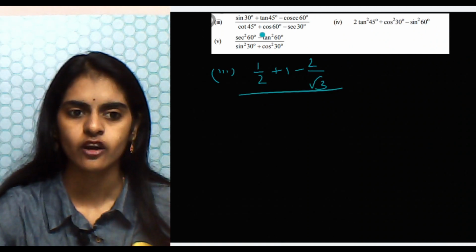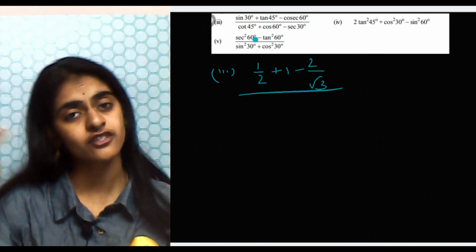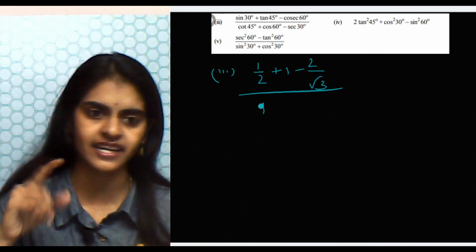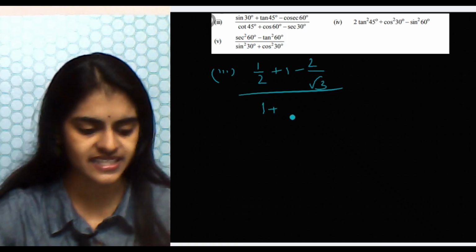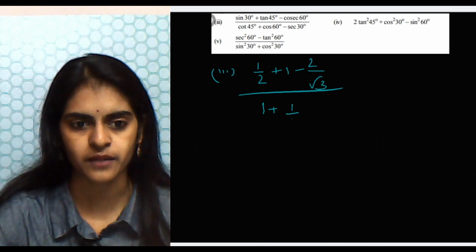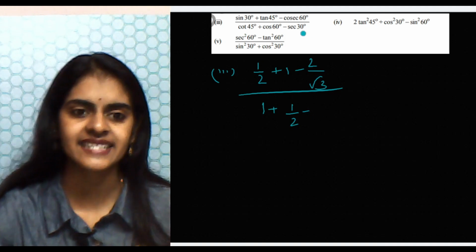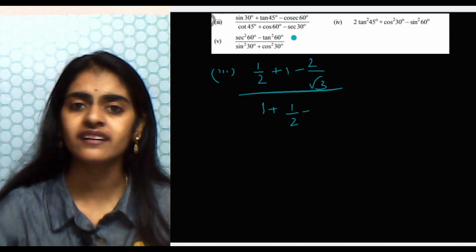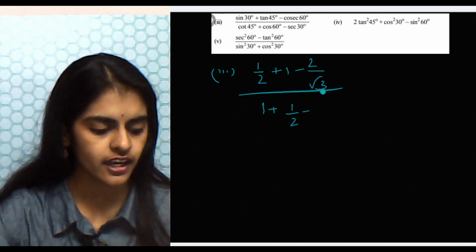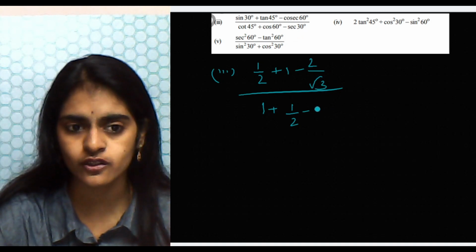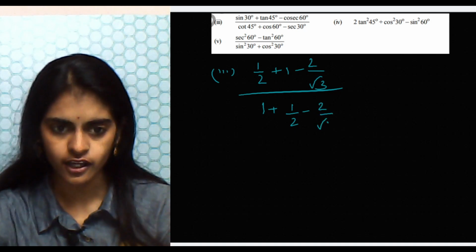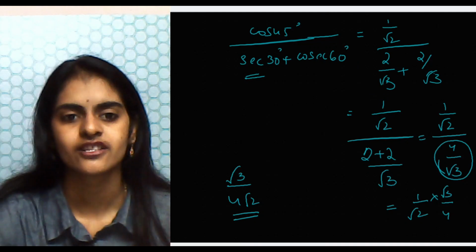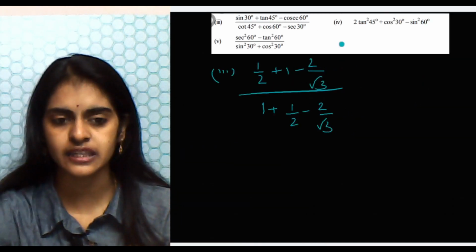Divided by cot 45. Cot 45 is the reverse of tan 45. Tan 45 is 1, reverse of tan 45 is again 1, plus cos 60. Cos 60 is nothing but 1 by 2, minus sec 30. Sec 30 is nothing but the reverse of cos 30. Cos 30 is root 3 by 2, so sec 30 is nothing but 2 by root 3. Now you have to simplify.